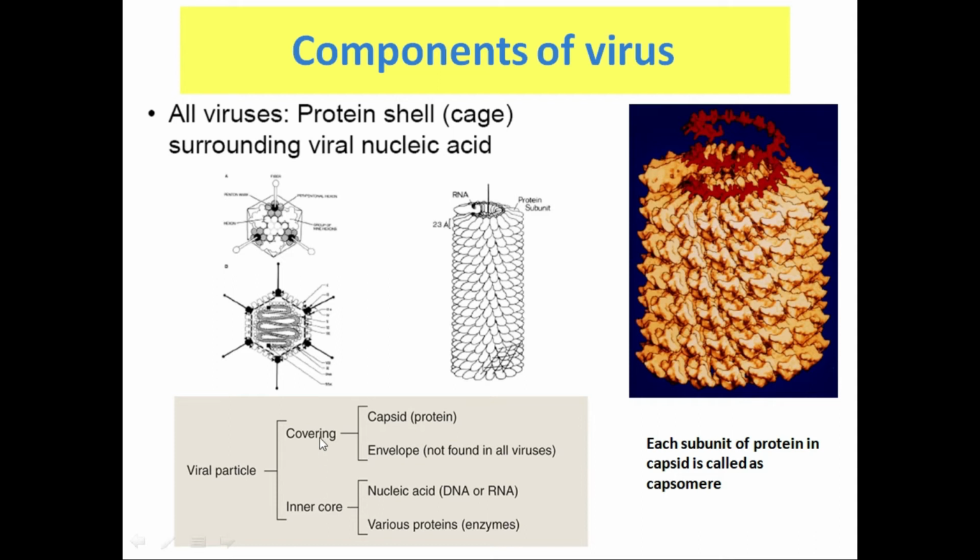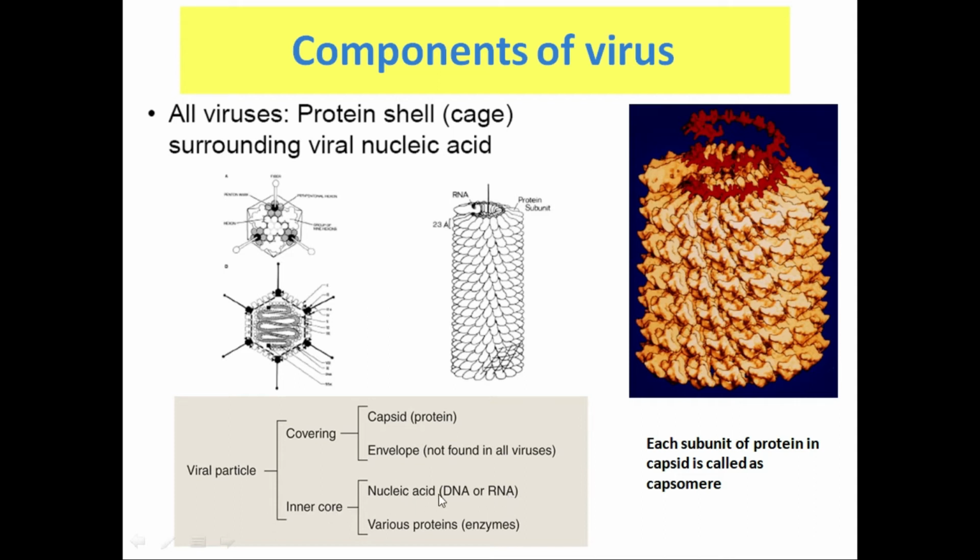Now this covering may be made up of protein only, or there may be envelope, and this envelope is not found in all viruses. And what is there in the inner core? In the inner core we know it is nucleic acid genome. It may be either DNA or RNA. DNA may be single stranded or double stranded. If it is RNA, it may be either single stranded or double stranded.